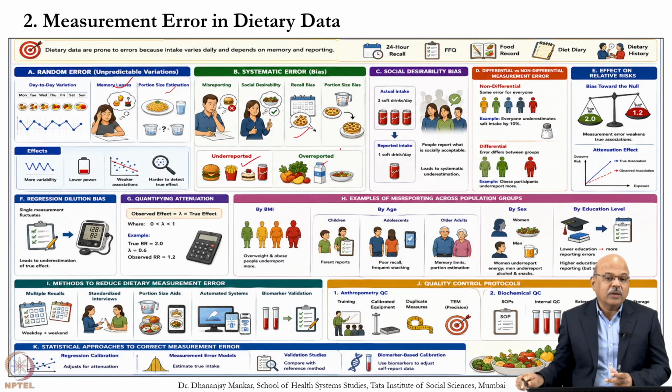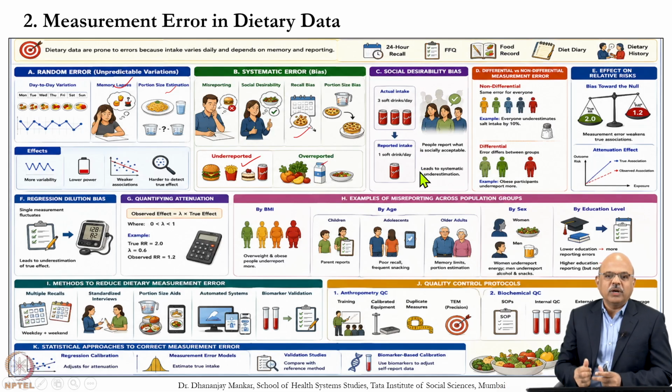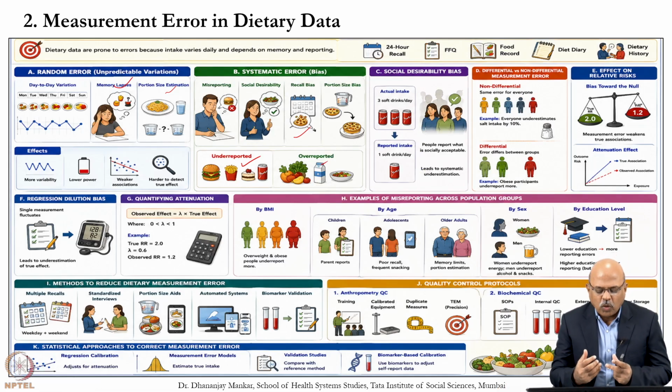You may say that there is over-reporting particularly of green leafy vegetables, fruits and all that, and even of good quality or healthy food. Then comes social desirability bias. What is social desirability bias? Actually you have 3 soft drinks per day, and the report is 1 soft drink per day. So it is a social desirability bias, which is very difficult to get rid of.